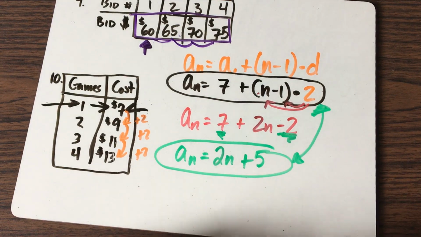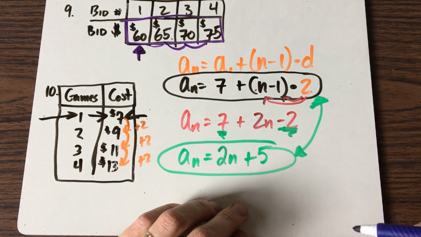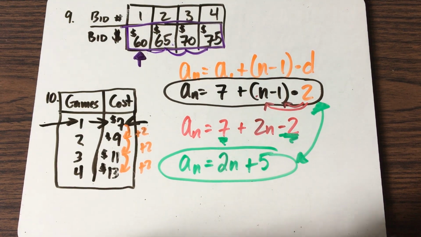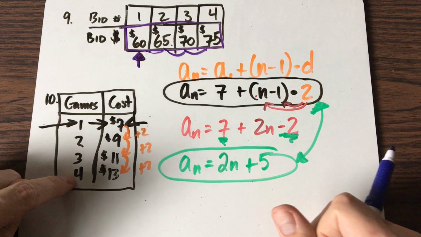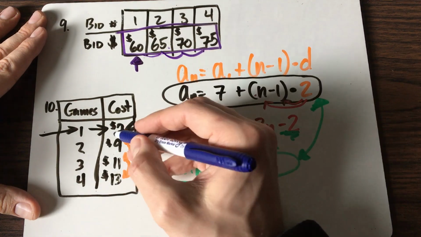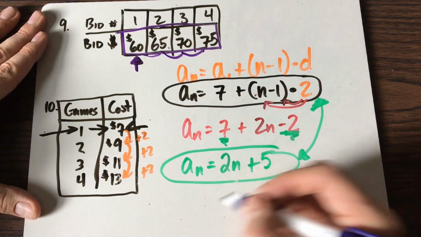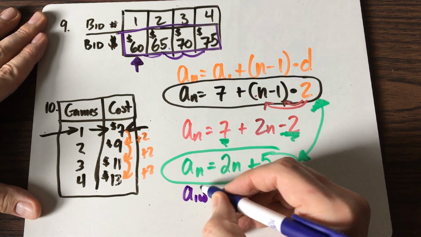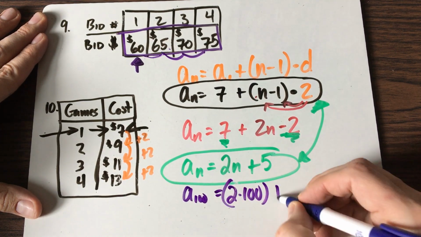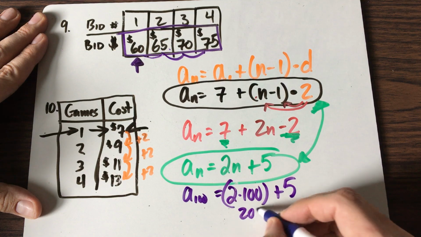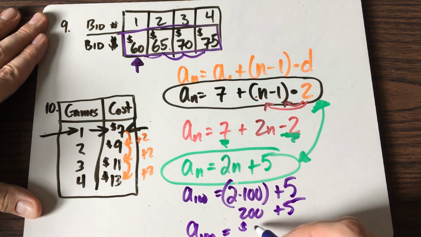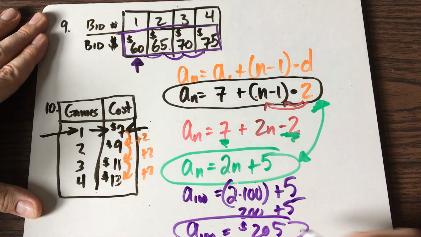And so the whole point of this would be, hey guys, what happens if I spent the whole day at the carnival and I played 100 games? Instead of 4 games, I went all out and I played 100 games. How much money would it cost? I don't want to make this pattern do 100 numbers. That's going to take forever. I can just put 100 in the spot of n in this formula. I could do 2 times 100 to represent I'm playing 100 games, and that would be 200 plus 5. And so if I played 100 games, I would have to pay $205, a lot of money.